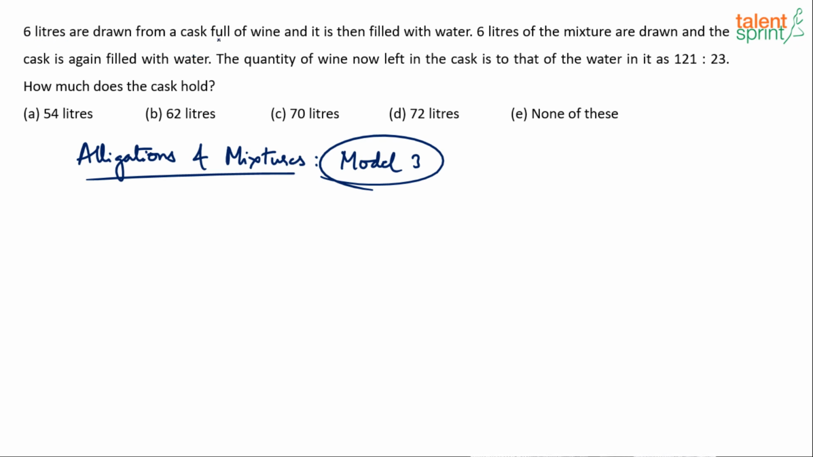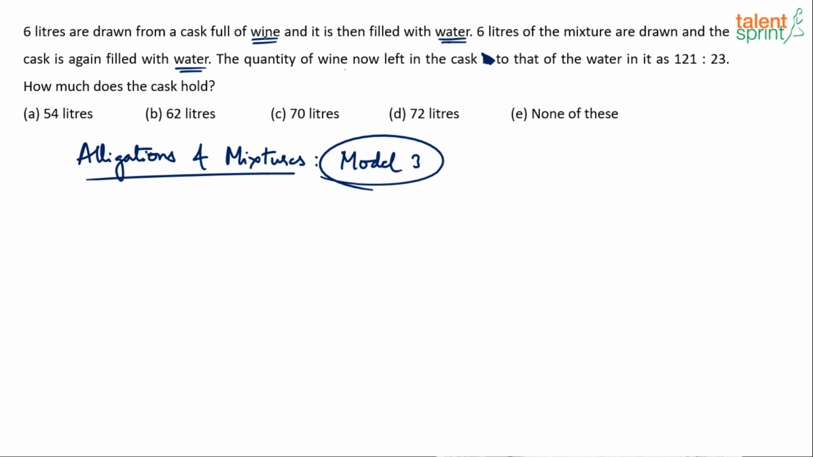6 liters are drawn from a cask full of wine and it is then filled with water. 6 liters of the mixture are drawn and the cask is again filled with water. The quantity of wine now left in the cask to that of water in it is 121:23. How much does the cask hold?